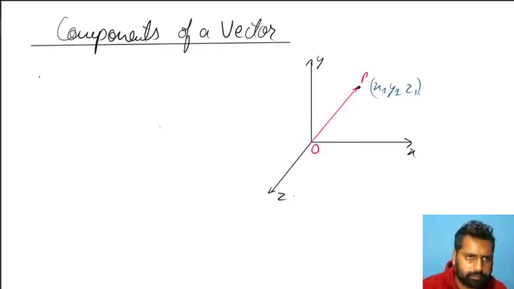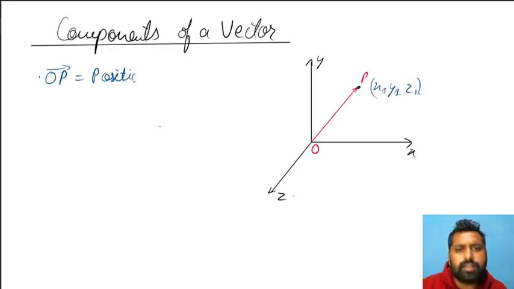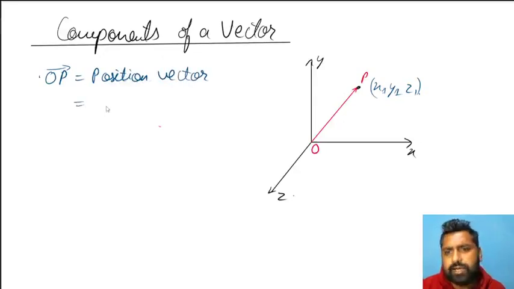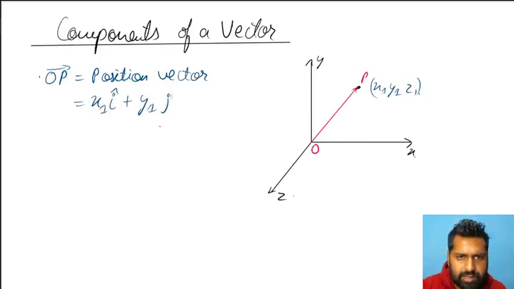So your OP vector, first of all, this is called a position vector, meaning whatever position the point has in terms of coordinates. Now we'll write it in terms of vector. How do we write that? You just add i cap, j cap, k cap with the coordinates. I'll explain what is i cap. x1 i cap, y1 j cap, z1 k cap.